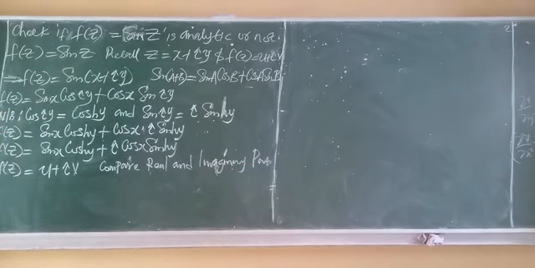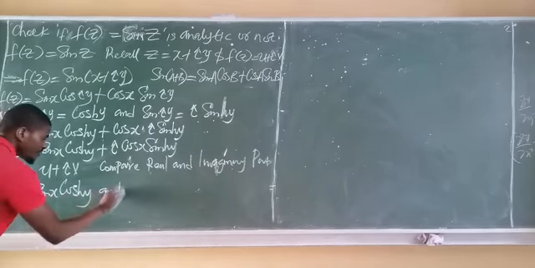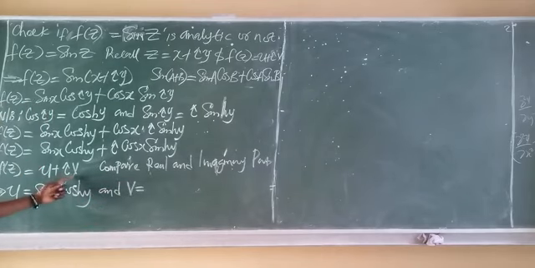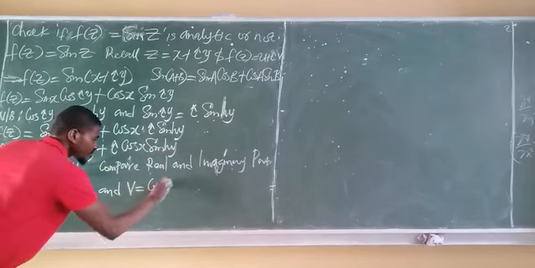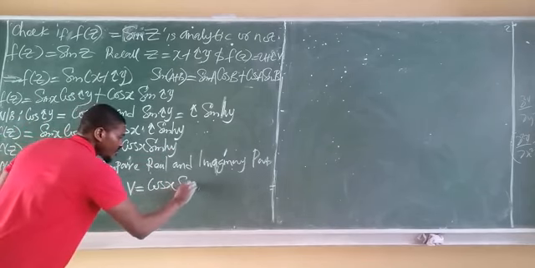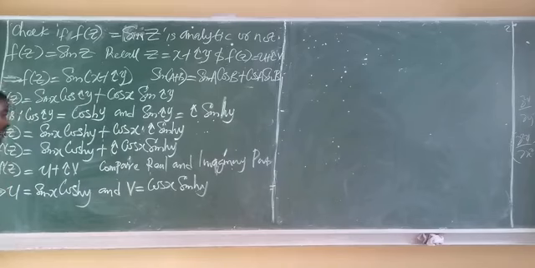If you do that, it simply means that the real part here is u. U is equal to the whole real part of this equation, which is sin x cos y, and the imaginary part is v. V is the imaginary part in this case, and it is equal to cos x sinh y. So you have this.